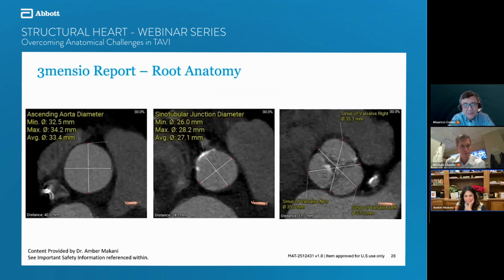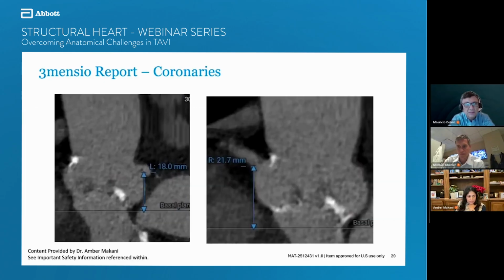So basically what I'm showing you here is that sinuses are adequate for this valve. They're quite large. And you've got a little bit of STJ calcium, but nothing that's out of the ordinary. Next slide, please. Coronary heights look very adequate.